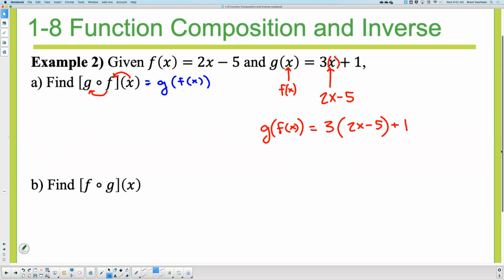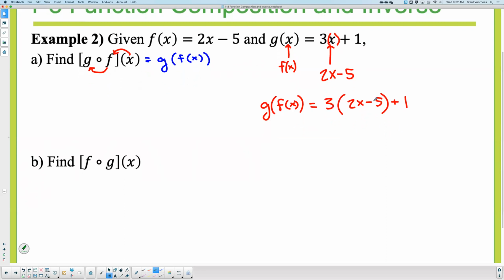So let's simplify. What does it mean when you have a number in front of parentheses? Multiply. Parentheses always mean multiply. So what is, I'll distribute here, 3 times 2x. Good, y'all corrected me. 6x, and then 3 times negative 5. And then we add 1.